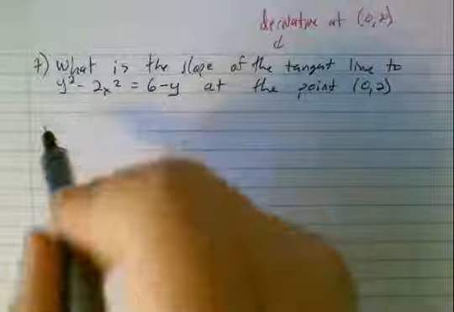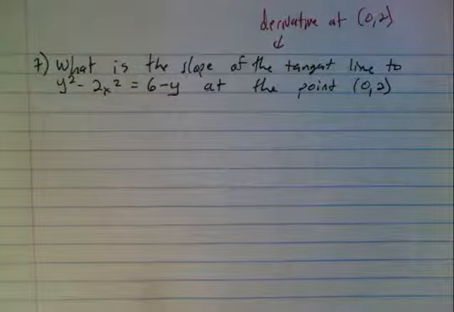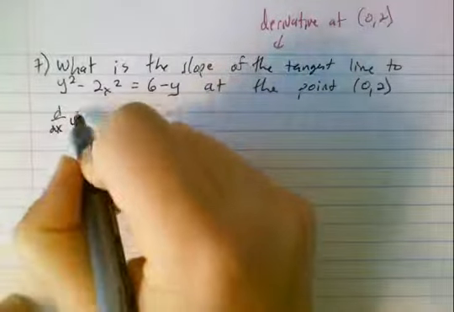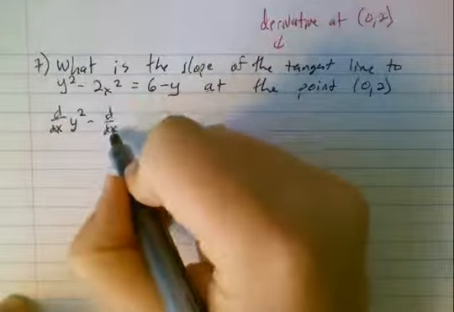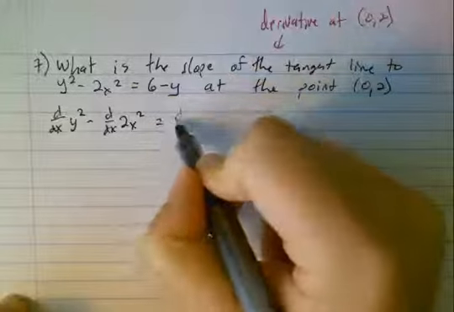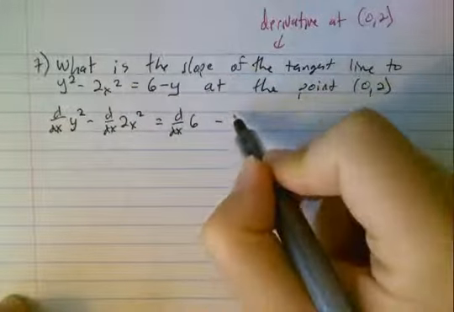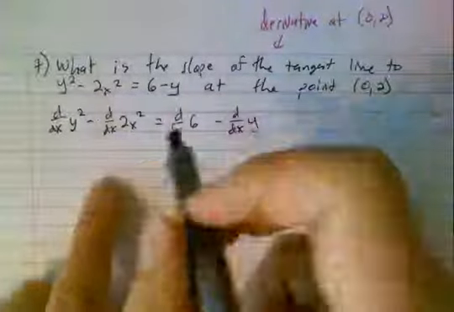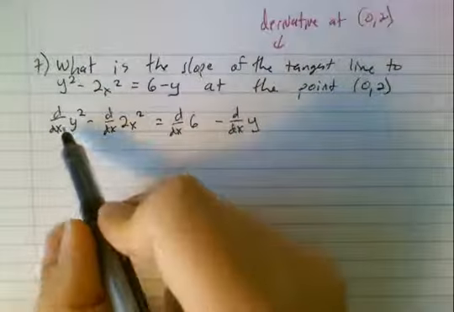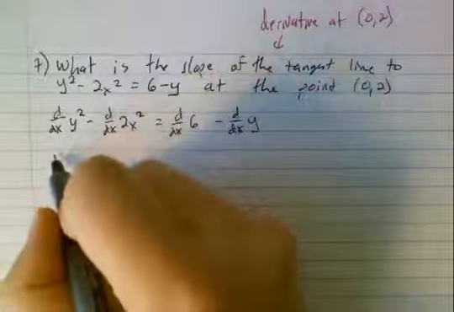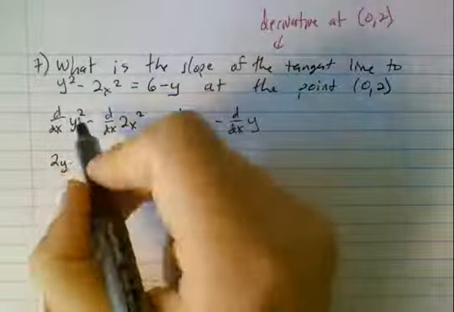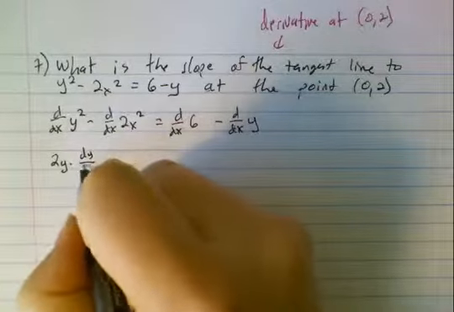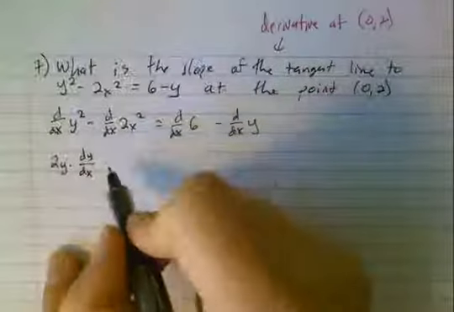Really what's going on here is that we're going to take the derivative of every single piece. So the derivative with respect to x of y squared, minus the derivative of 2x squared, equals the derivative with respect to x of 6, minus the derivative with respect to x of y. Remember, if these variables don't match, that means we have to do a funky type of chain rule. So we do 2y, and then the derivative of the inside function with respect to x. We don't know what y is, so we just notate it like that.